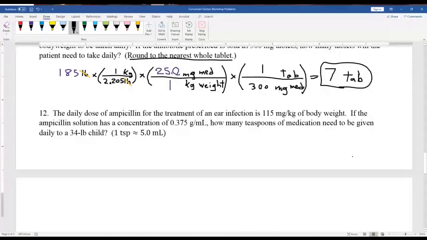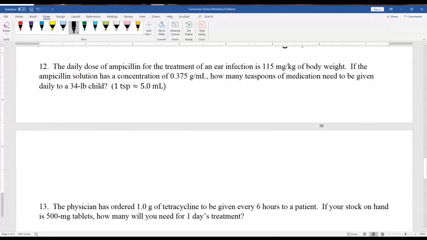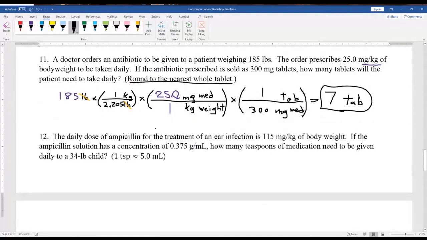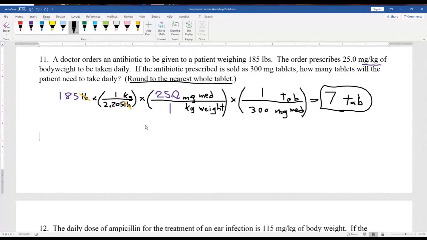All right. So I like these medication conversion factor type problems. We all good with that? Everybody understand that? Is that good? Cool.